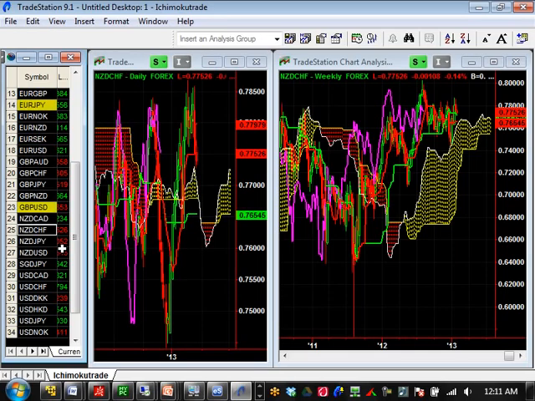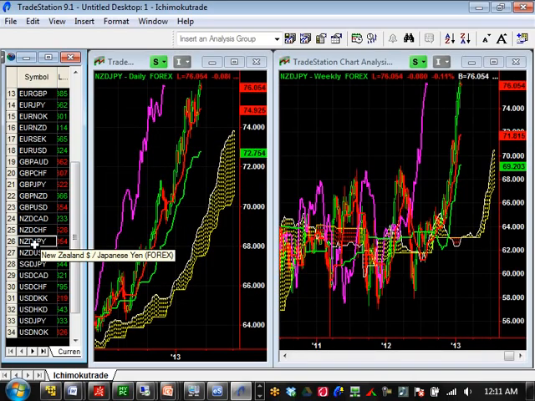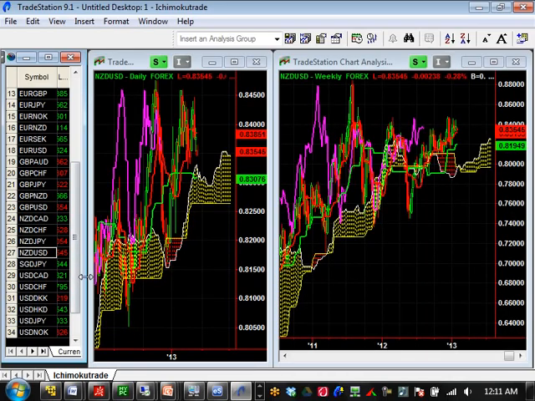New Zealand Swissy, really nothing going on, just consolidating on this guy. Support's going to be basically 76.54, and resistance is going to be basically 78.50. New Zealand yen basically overextended, just like all the other currency pairs.